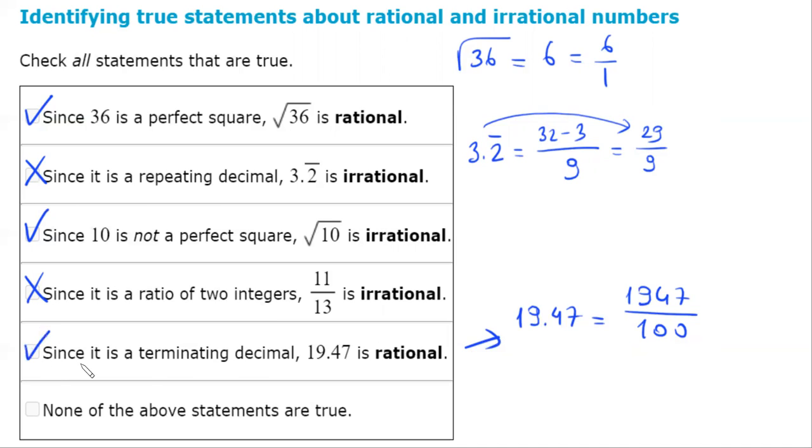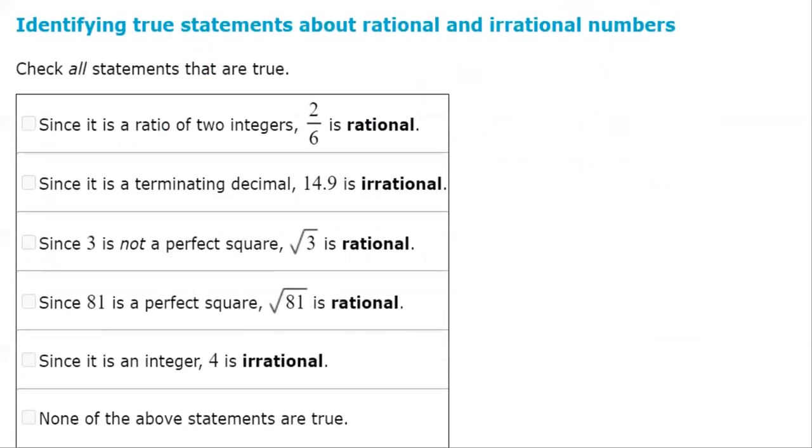It is correct. Again, terminating decimals are rational numbers. Repeating decimals are also rational numbers. Okay, so as you see, we have 3 true statements and 2 wrong statements here. All right, so let's look at these examples.